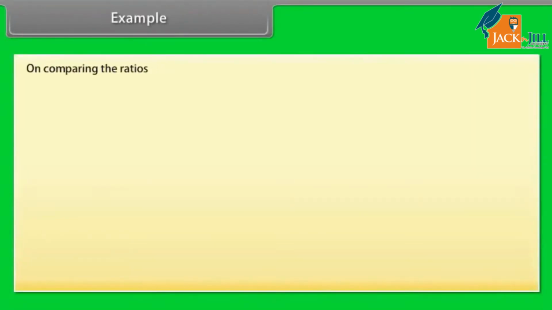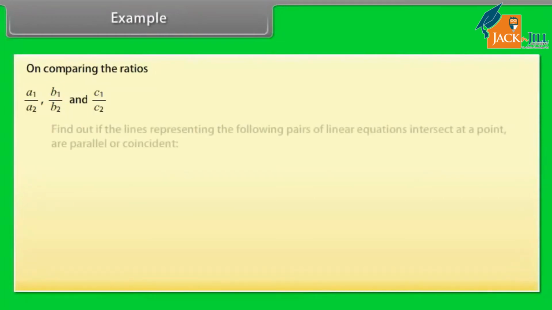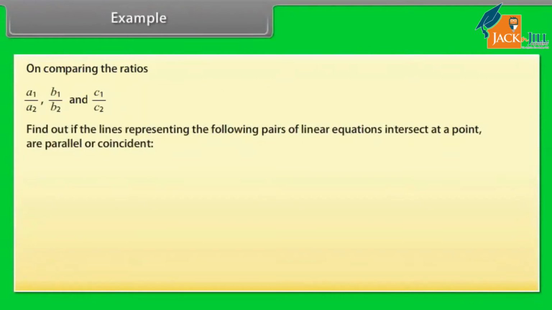Example. On comparing the ratios a1 upon a2, b1 upon b2 and c1 upon c2, find out if the lines representing the following pairs of linear equations intersect at a point, are parallel or coincident. 5x minus 4y plus 8 equals 0, 7x plus 6y minus 9 equals 0.